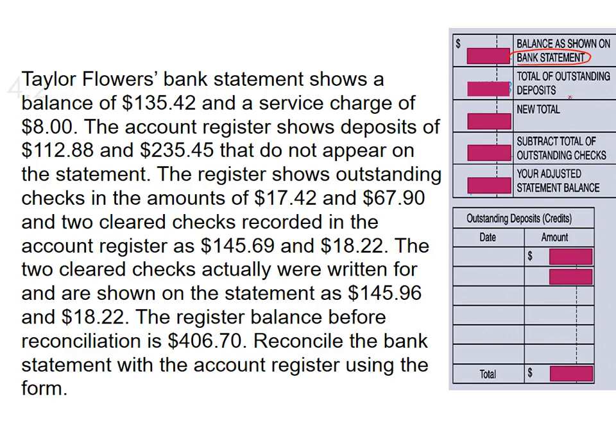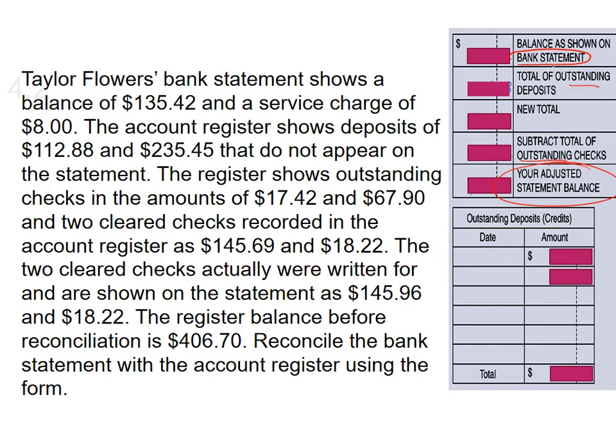So the goal is you want whatever shows up on your bank statement, your adjusted balance once you've taken into account things that haven't cleared, things that are outstanding. And then you want your register after you've taken into account service charges and interest and other adjustments. You want those to be equal.